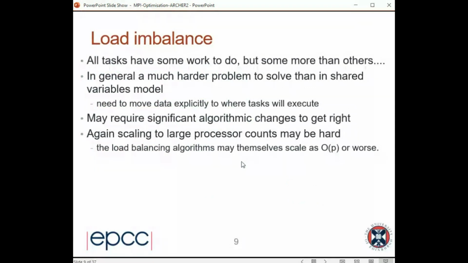The other reason for lack of scalability, especially at high core counts, is load imbalance. All tasks have some work to do, but some more than others. This is a much harder problem to solve in message passing. In the shared variables model, OpenMP, on a node, we have inbuilt techniques in OpenMP for doing dynamic load balance. If you've done OpenMP, OMP parallel for or parallel do with a dynamic schedule, will automatically do load balancing.